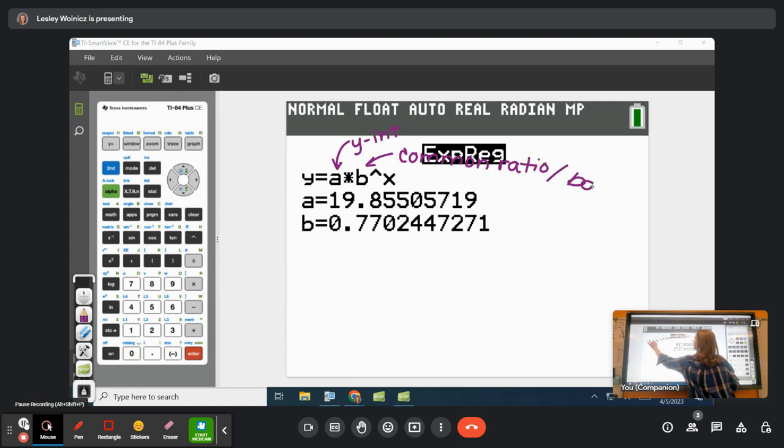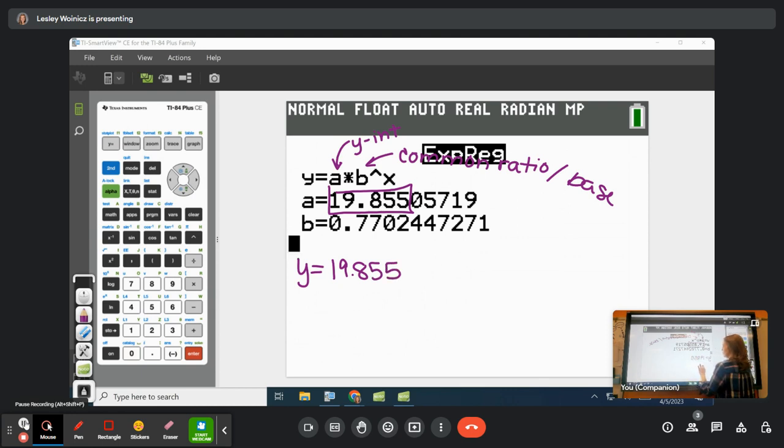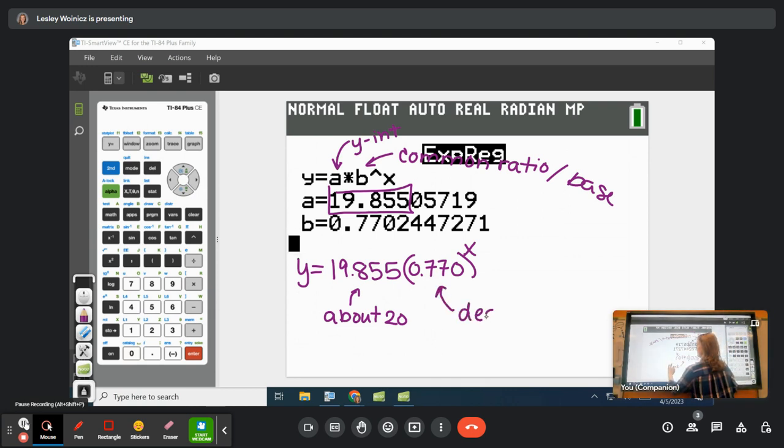So looking at this, I can write an equation, y equals, with the a value, I'm going to pick this 19.855, which is about 20, right? That we know that that's the starting height. And then in my parentheses, I'm going to put my base, which is 0.770, and raise that to the x power. And that is my exponential equation. Because my base is smaller than 1, I can tell that this is decay. And that gives me that decreasing trend in my graph.